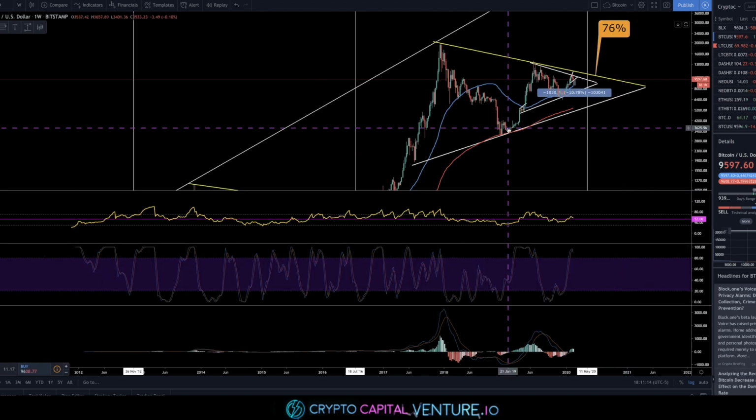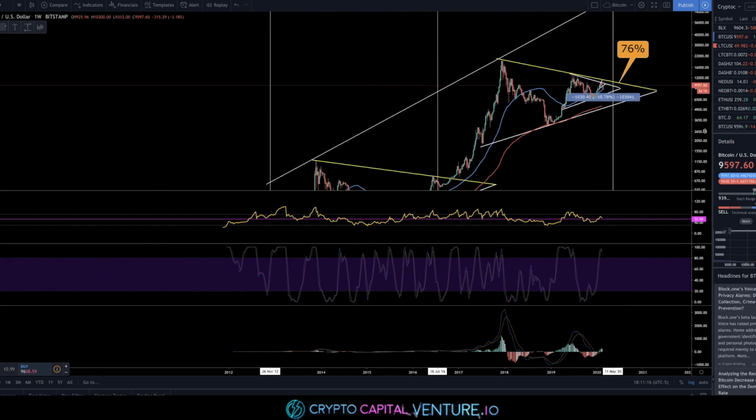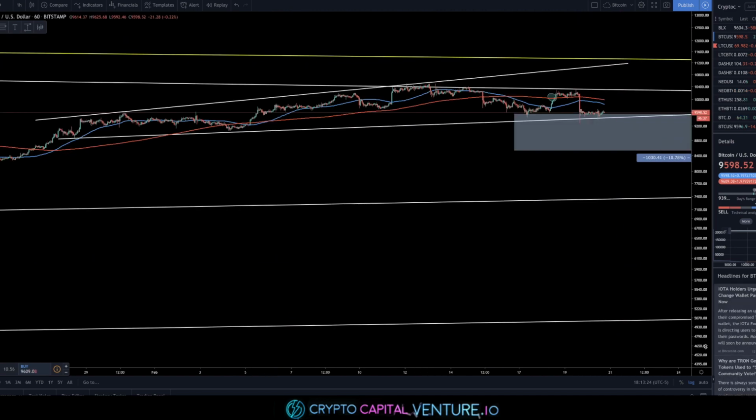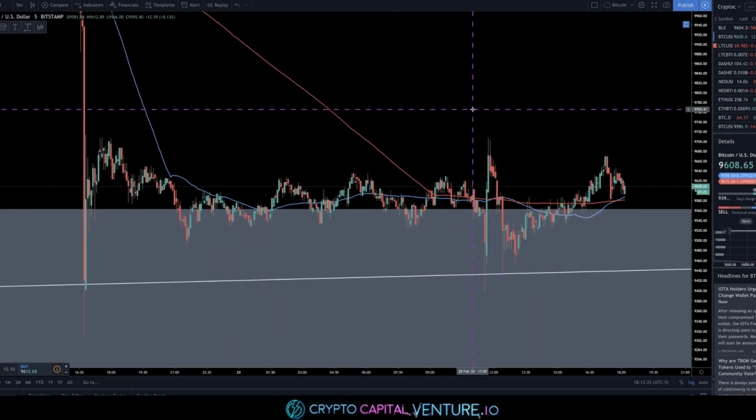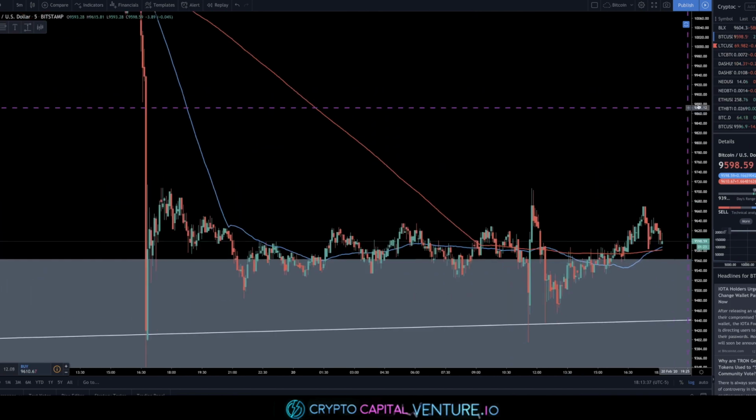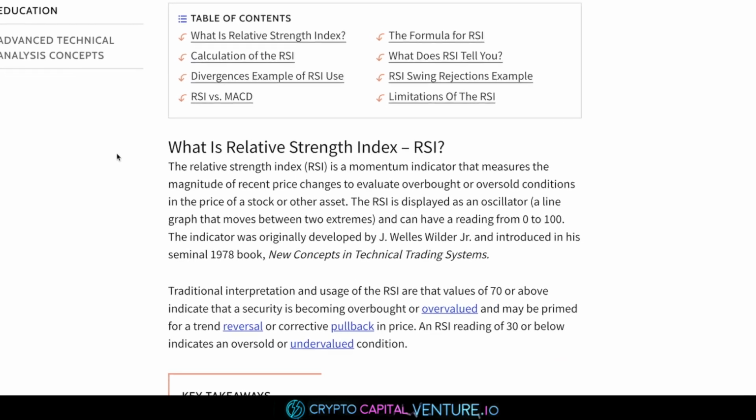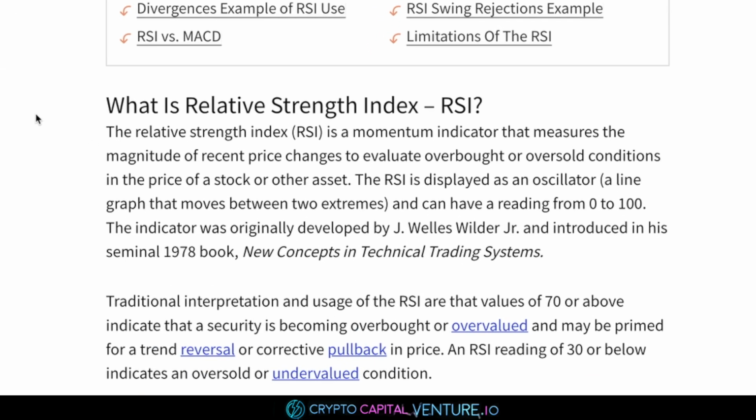Though we sometimes cover it, we will get tied up, discombobulated, and confused on the 4-hour, hourly, and yes, the absolutely insane 5-minute chart. So what is the RSI? The Relative Strength Index is a momentum indicator that measures the magnitude of recent price changes to evaluate overbought or oversold conditions in the price of a stock or other asset.